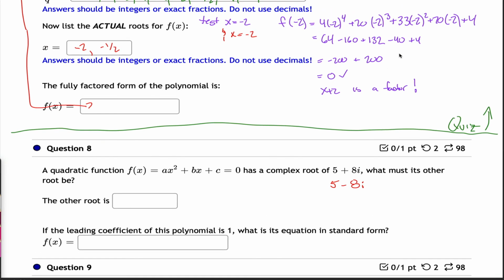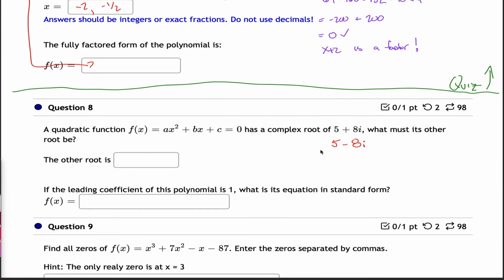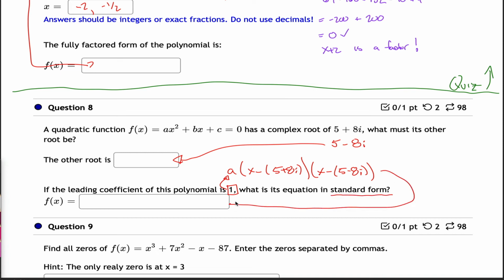And just like if negative 2 is a root, x plus 2 is a factor, if 5 plus 8i is a root, x minus (5 plus 8i) is a factor. Similarly, if 5 minus 8i is a root, x minus (5 minus 8i) is a factor. So I got my other root, which will go right here, and then it says, if the leading coefficient of this polynomial is 1, careful, there could be a number out in front, but I'm making it 1, so you can ignore that. What is its equation in standard form? That's a bummer, because otherwise you could just write this right here. But this isn't standard form, this is the factored form.